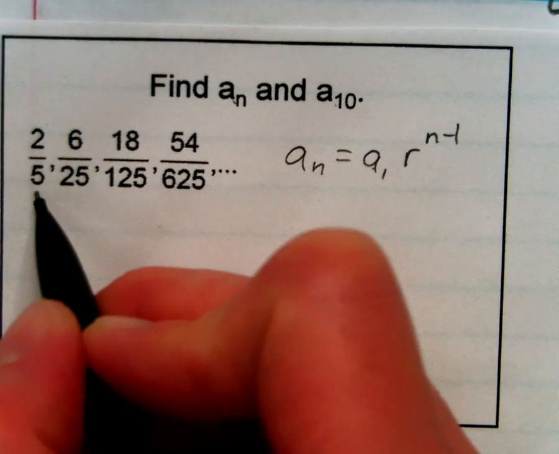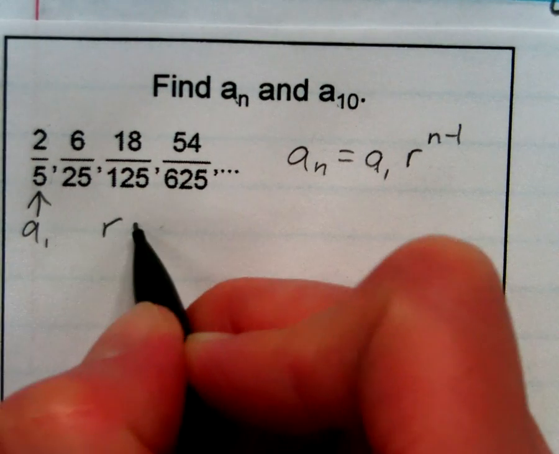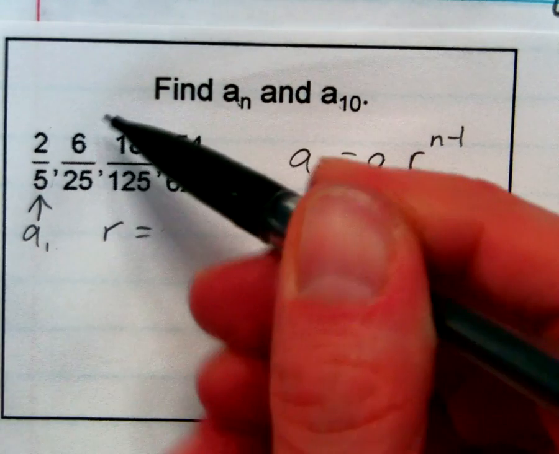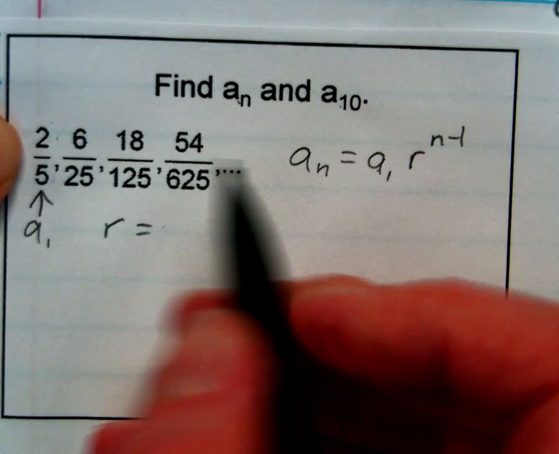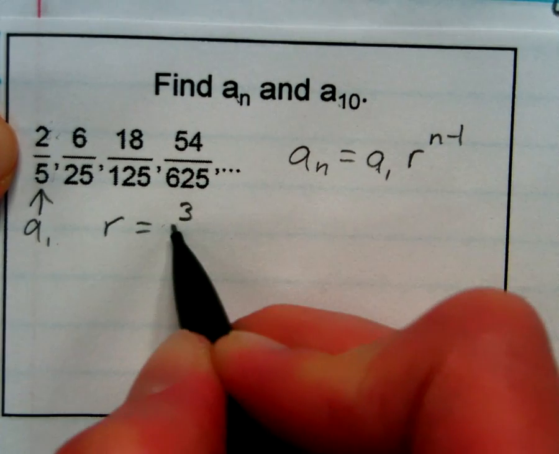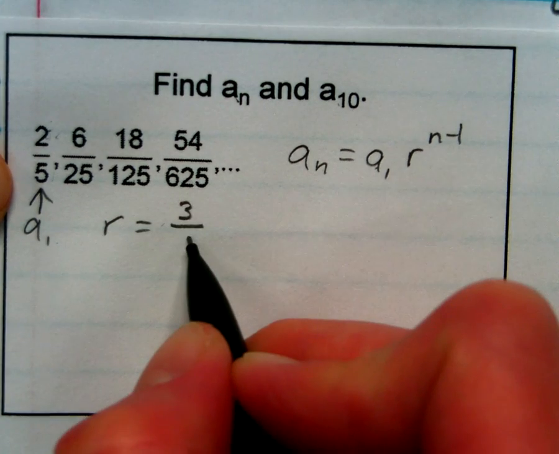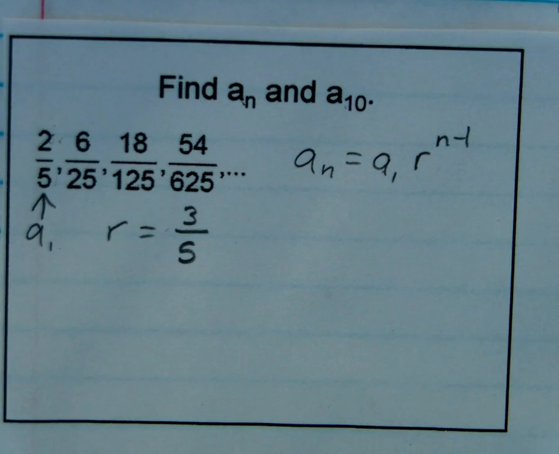So the first term, pretty easy, it's 2/5. And then the r, we're going to have to look at the top. So what are we multiplying by on the top? From here to here to here to here. 3. And then what are we multiplying by on the bottom? 5. Just stop my video.